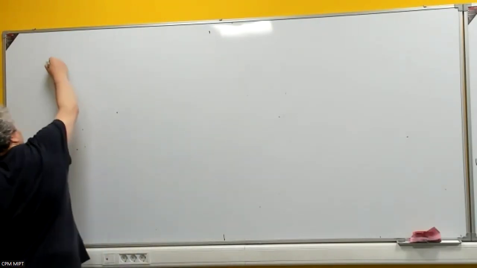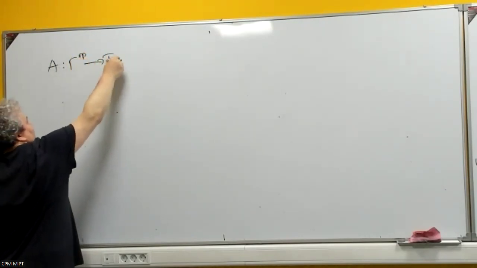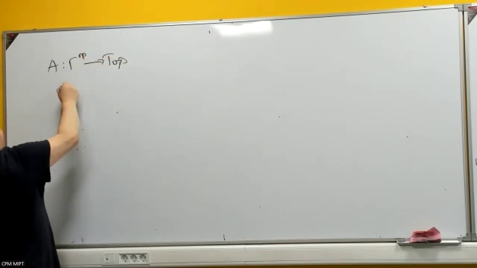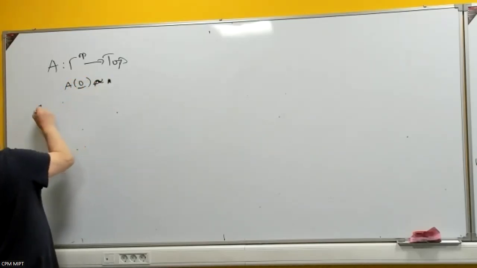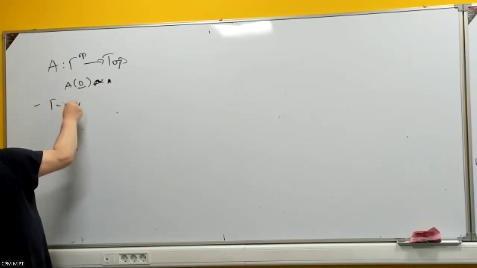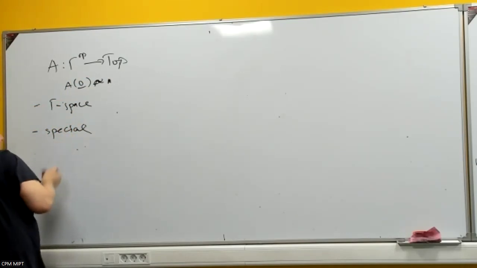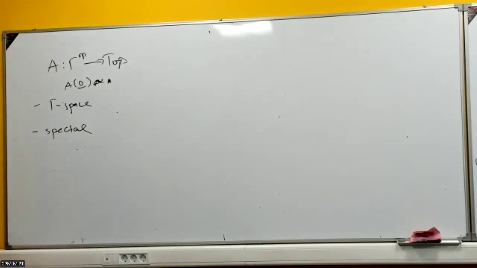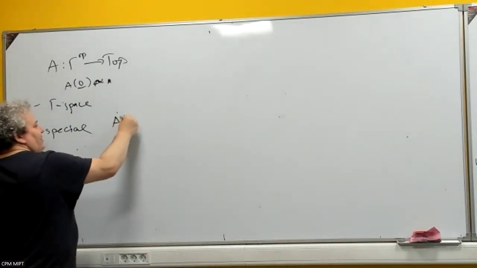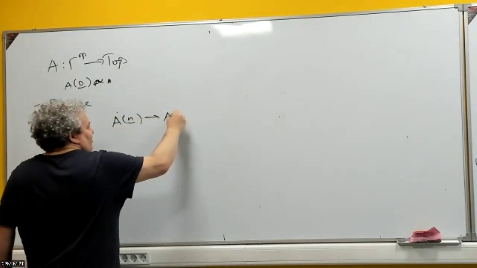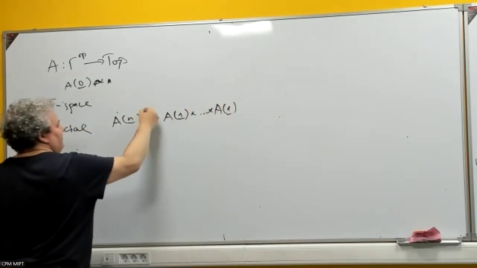So let me first introduce terminology. If I have a functor A from gamma op to top, such that A of 0 is homotopically a point, then it's called a gamma space. Only that. That gamma space is special. This terminology was introduced in the Bousfield-Friedlander paper, and now it's conventional. If A of n to A of 1 to the power n is a homotopy equivalence.